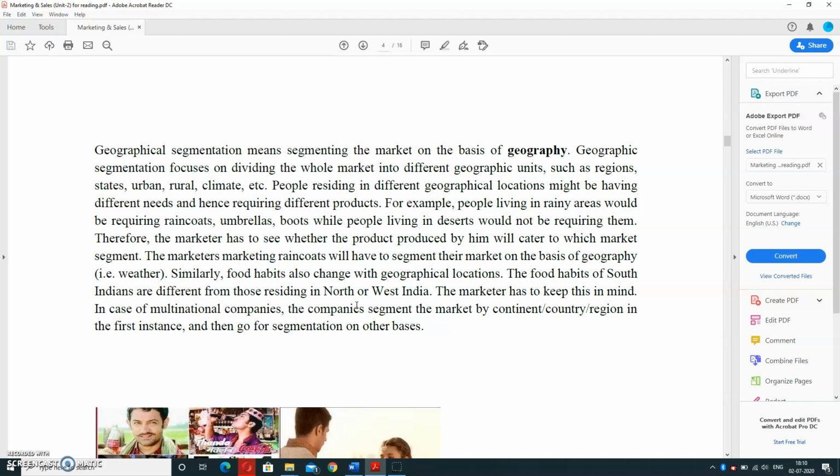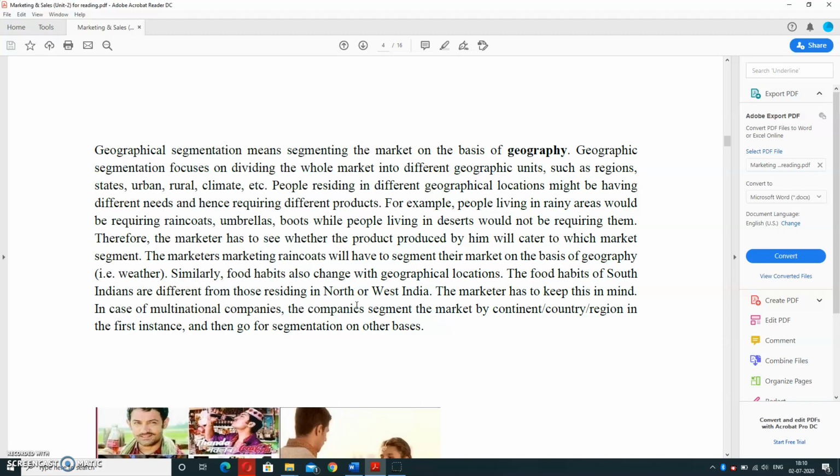People residing in different geographic locations may have different needs. They can demand different products. For example, people living in rainy areas can demand raincoats, umbrellas, boats and so on. But people who are living in desert areas would not require such items. Another example is also there.